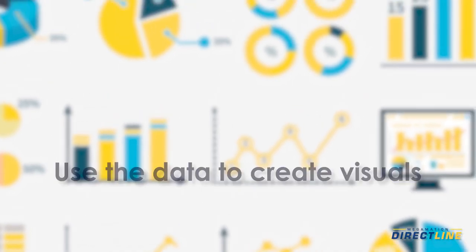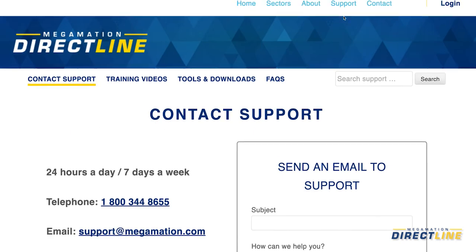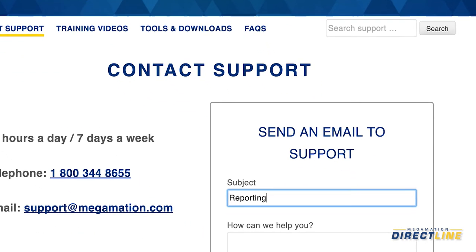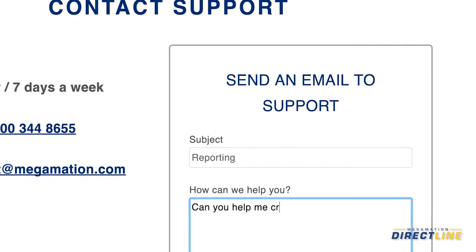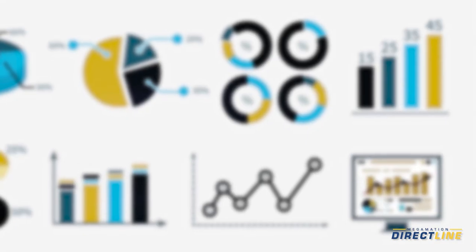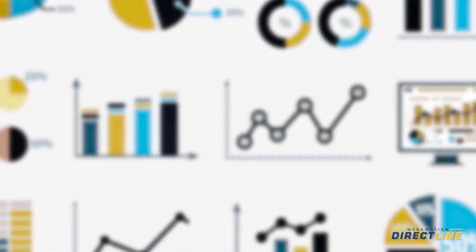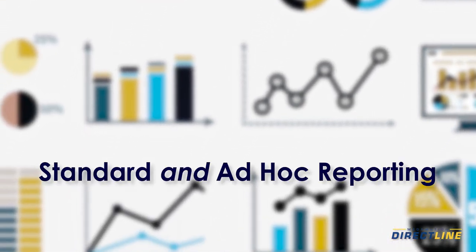Our client services team can also help identify reports you might need and help you build them. They can even train you to build these reports as part of the unlimited training we offer at Megamation. The bottom line when it comes to Directline reports is you get complete flexibility with standard and ad hoc reports.